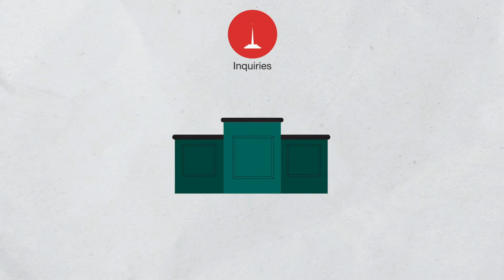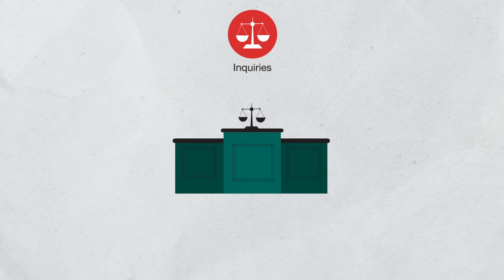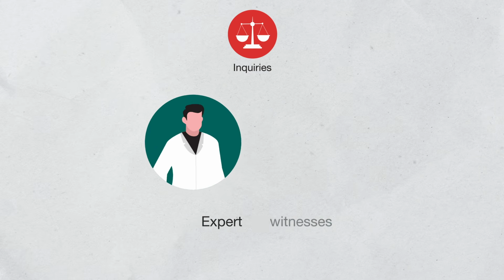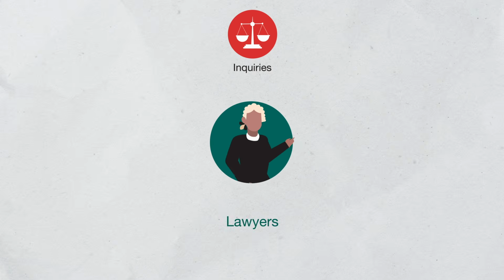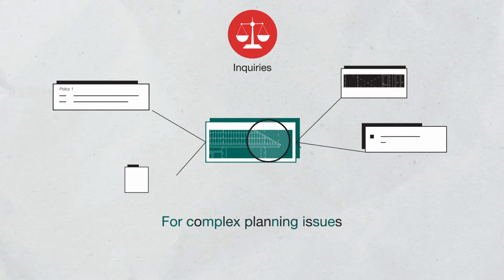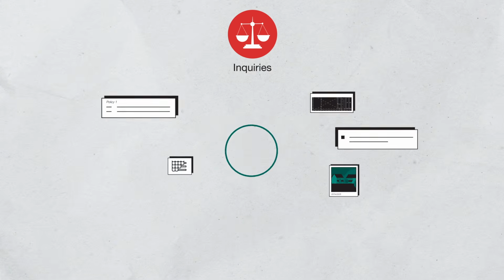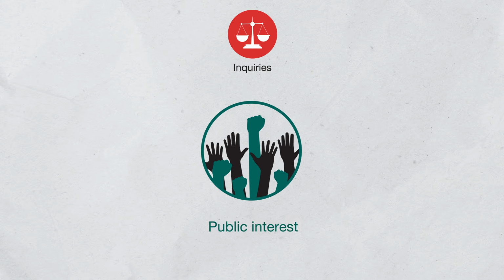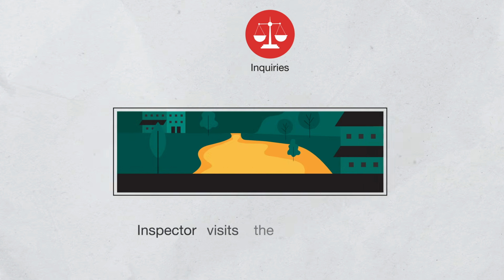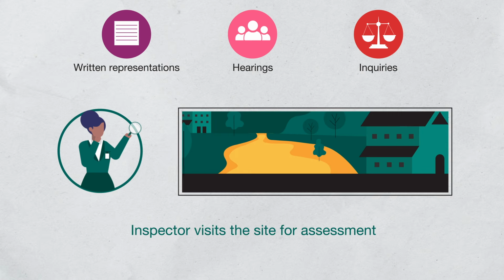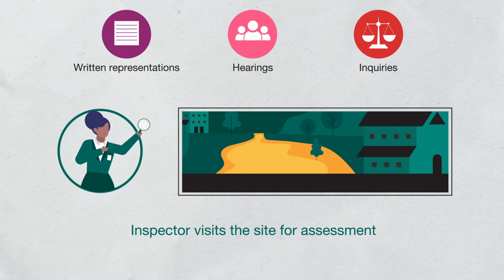Finally, inquiries. This is our most formal procedure and is much like a court proceeding. Expert witnesses are typically involved, and lawyers are often present too. Inquiries are usually for complex planning issues, cases with significant public interest, or technically complicated matters. In all 3 procedures, the inspector will visit the site and make a thorough assessment.